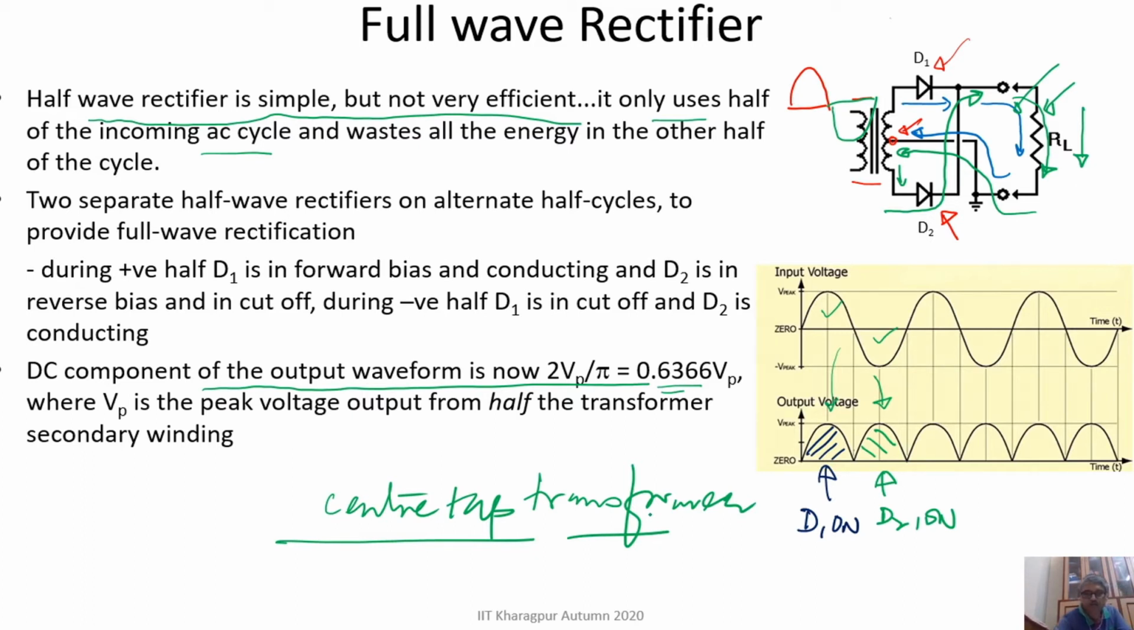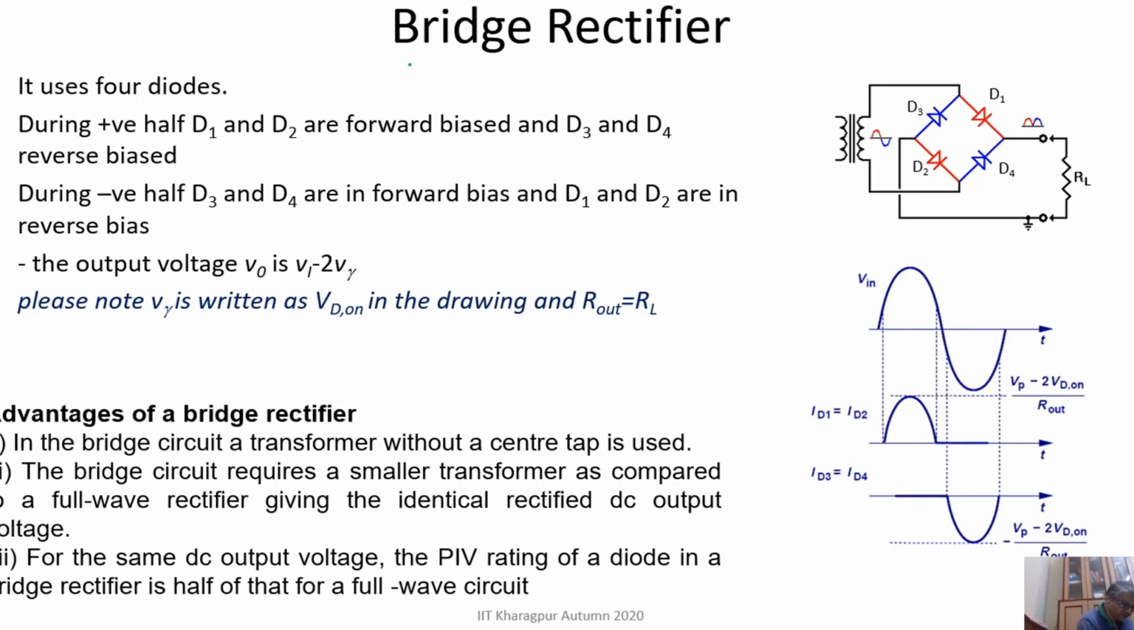Now let's talk about the bridge rectifier. This is also a kind of full wave rectifier. In the case of the bridge rectifier, you see there are 4 diodes. Unlike the ordinary full wave rectifier where there are 2 diodes, in this particular case we have 4 diodes: D1, D2, D3 and D4. So let me explain the operation of this circuit to you.